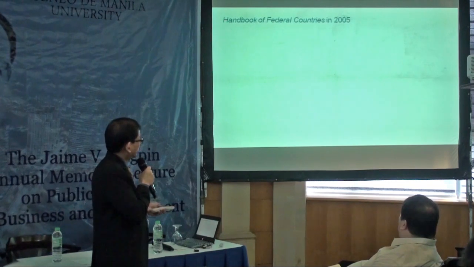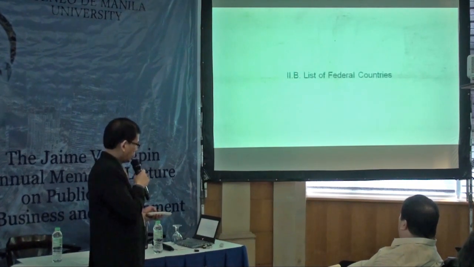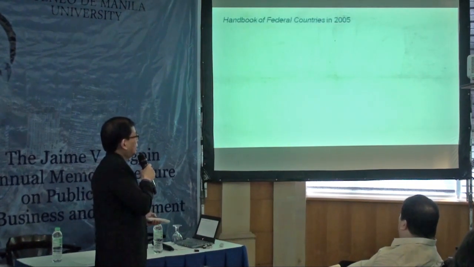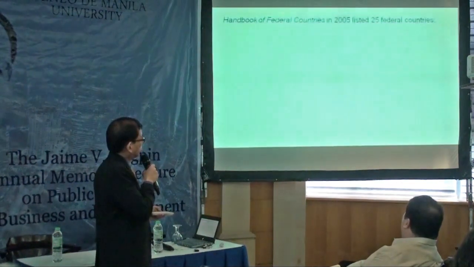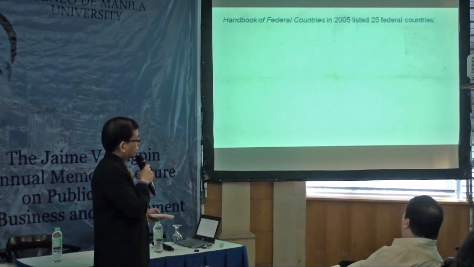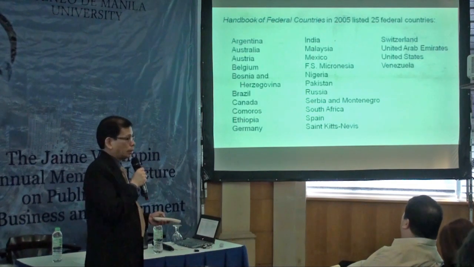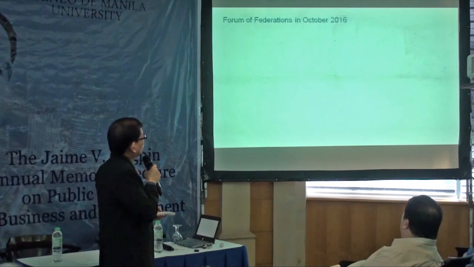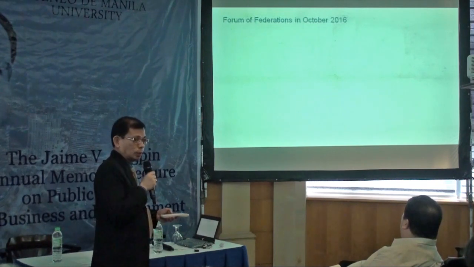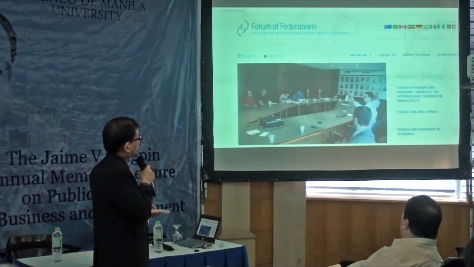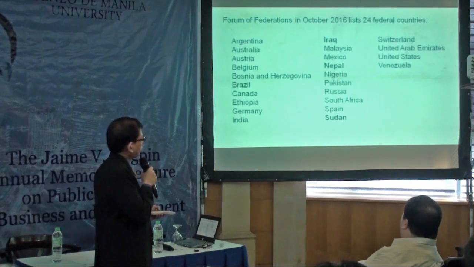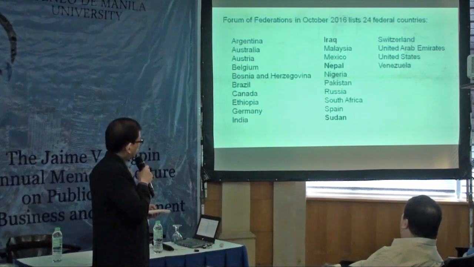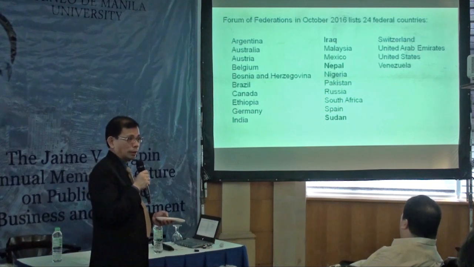Okay, so let us now go to the list of federal countries. The Handbook of Federal Countries in 2005, this is the 2005 book, listed 25 federal countries. So these are the 25 federal countries. The Forum of Federations in October 2006, to update our list, lists 24 federal countries. It has added in the list Iraq, Nepal, and Sudan.